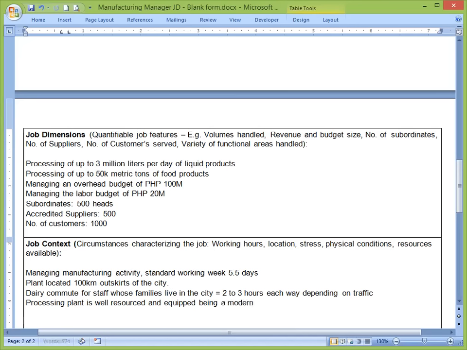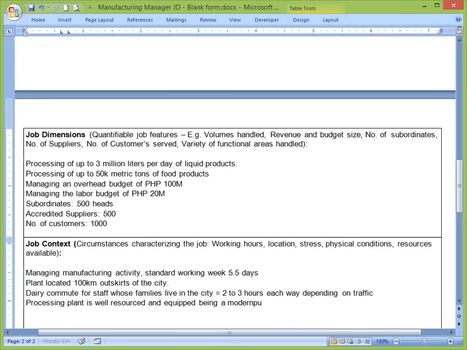So you're going to attract, because when the recruitment manager is going after talents in the labor market, they are going to say this because they are always basing their recruitment on the job description. Whatever the job description says, they will disseminate that information to the prospective applicant, and they will say, "Oh, it's a well-resourced and equipped, being a modern."